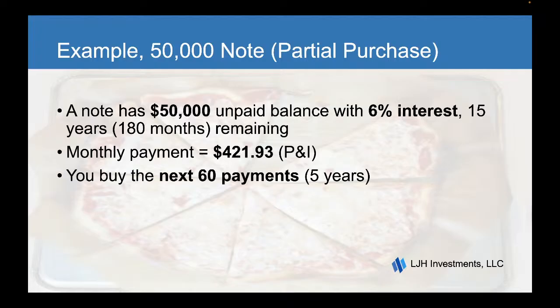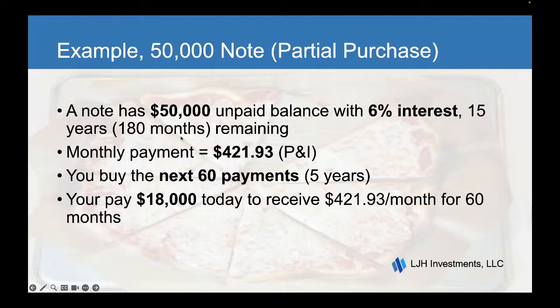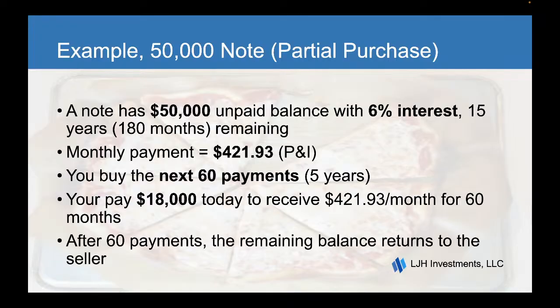So what you do is you buy the next 60 payments, five years, on this $50,000 note. You're going to be buying it for $18,000, and over the next five years you're going to be receiving $421.93. And here's the cool thing: after the 60th payment, the remaining balance returns back to the seller. I have an example with an Excel spreadsheet that I'll walk through a little bit.